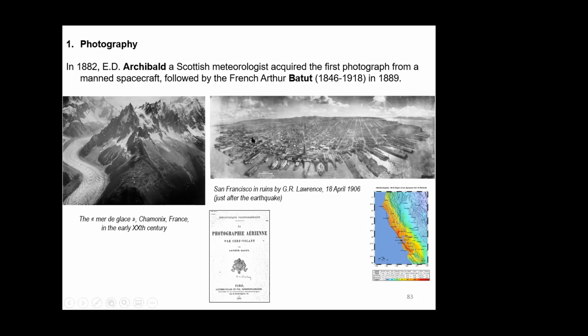And the process by which it was possible to get some images from spacecraft was developed by a Frenchman, Arthur Batut, and especially Batut developed a lot of photographs in the Alps. Here you have the Mer de Glace, the ice sea. It's a famous glacier in the French Alps, Mont Blanc Massif. And here is also one of the first famous photographs taken by man.